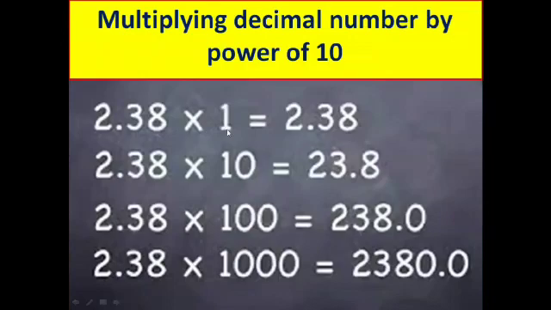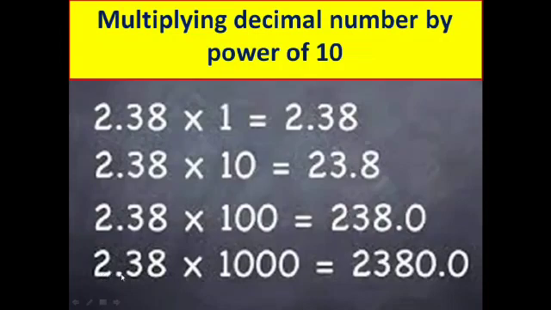2.38 multiplied by 1 will remain the same. 2.38 multiplied by 10, I will shift the decimal by one place. It will move from here, it will come here. Now 2.38 into 100, it will move two places, 1, 2. So it is 238.0 because we cannot leave the decimal as it is. If there is no digit after or before the decimal, then we have to put a 0 before or after the decimal.